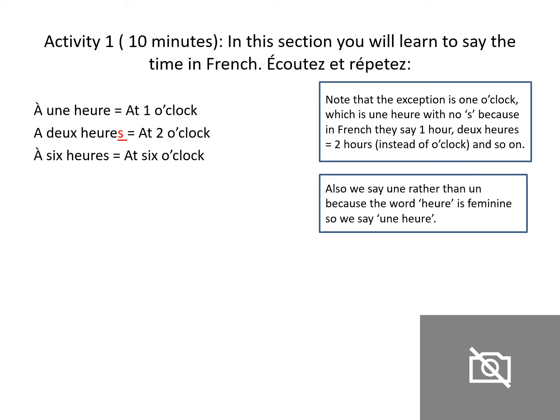Just to point out at this stage, à 1 heure, at 1 o'clock is the one exception because it's 1 o'clock, it's 1 hour, which is what 1 heure means in French. So there's no S on heure. It's the only one that doesn't have an S on it at the end because it's singular. After that, it's à 2 heures, and you add the S at the end. À 6 heures, at 6 o'clock with the S. So just à 1 heure does not have the S. On continue. Let's continue.